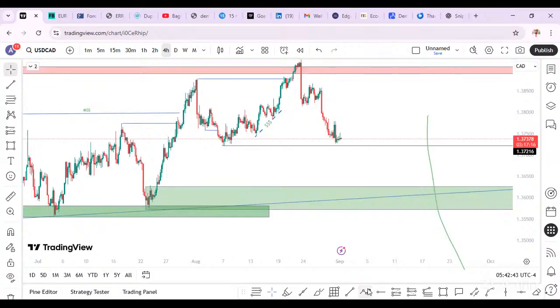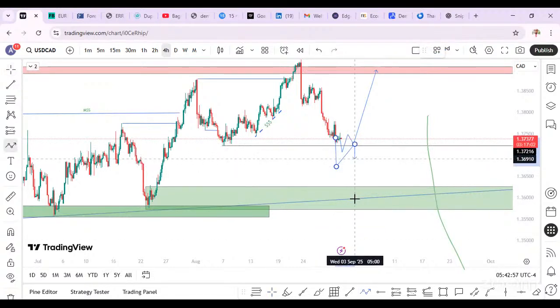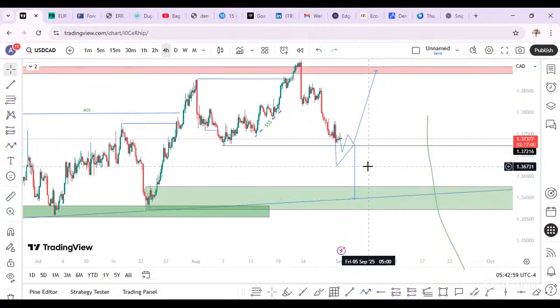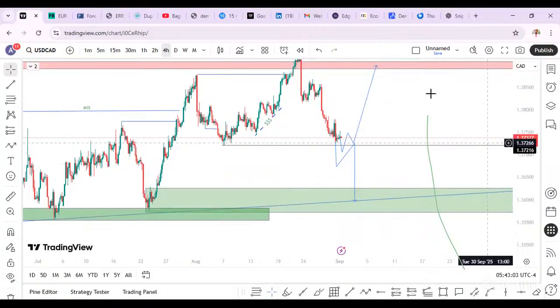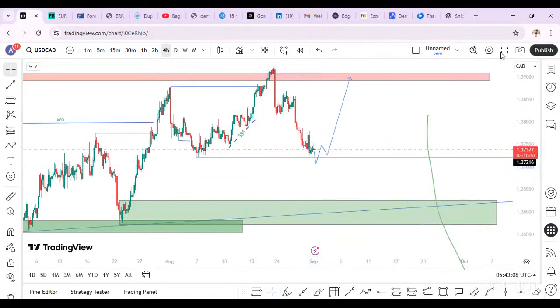So two things can happen. If I see on 4 hours a liquidity sweep and a bullish confirmation here, I will get a buy. Number two, a closure, a retest, I will engage a sell. As simple as this. Okay, so that is it. So let's see what price will do on this 4-hour time frame.